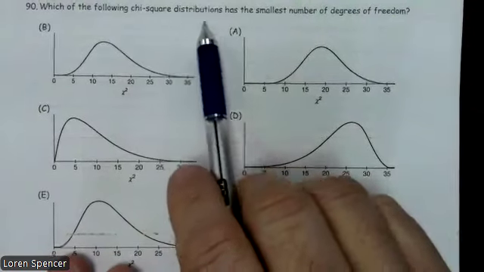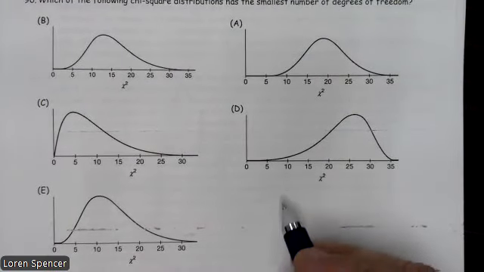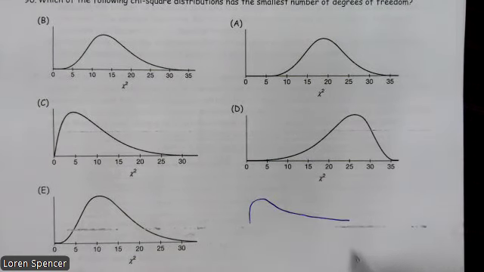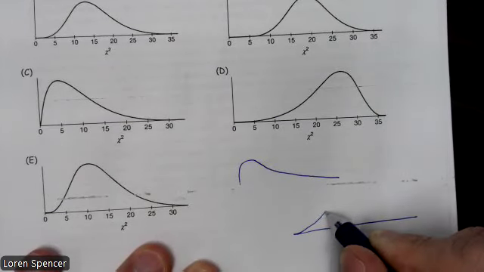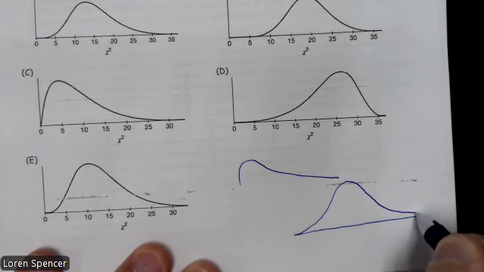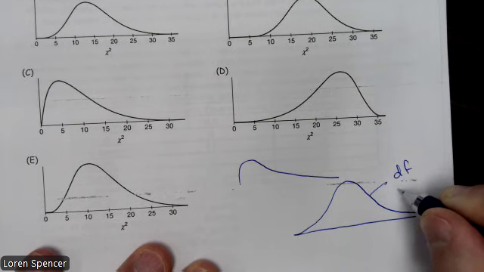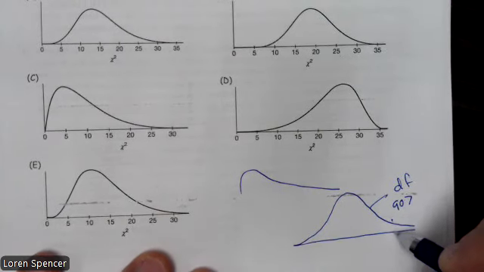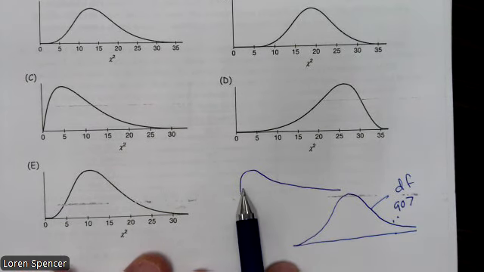Which of the following chi-squared distributions has the smallest number of degrees of freedom? Well, please remember, the chi-squared is a skewed distribution. It's skewed to the right. However, as the degrees of freedom increases, it becomes normal or becomes mound shape. And this would be degrees of freedom right here of 90 or greater. So if we have 90 or more, we're going to be mound shape.